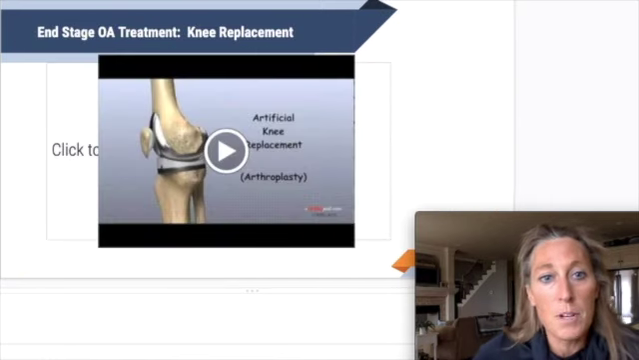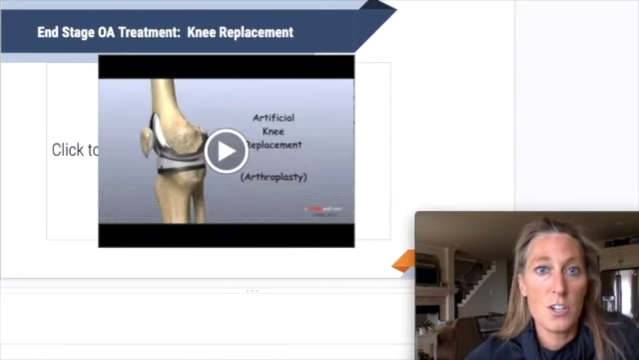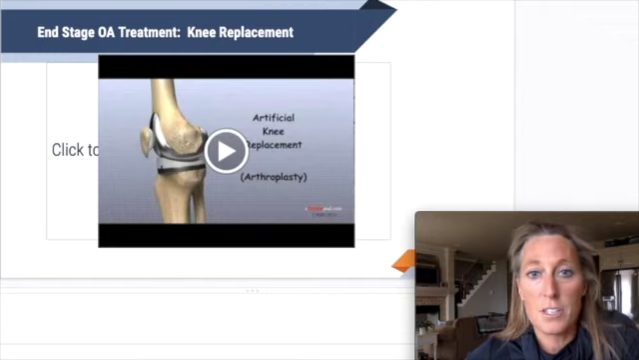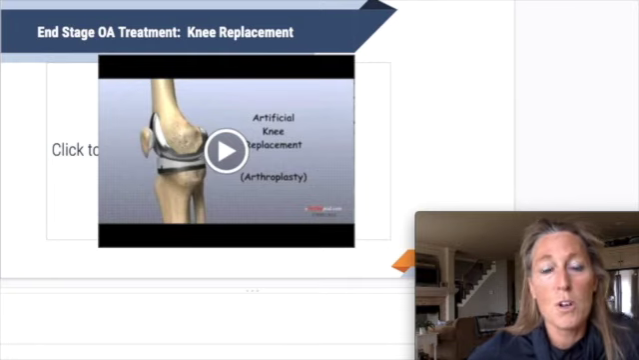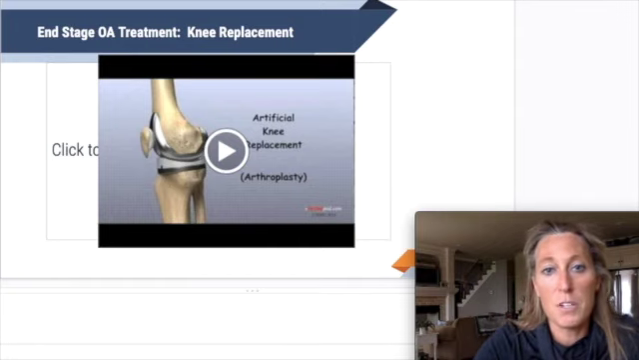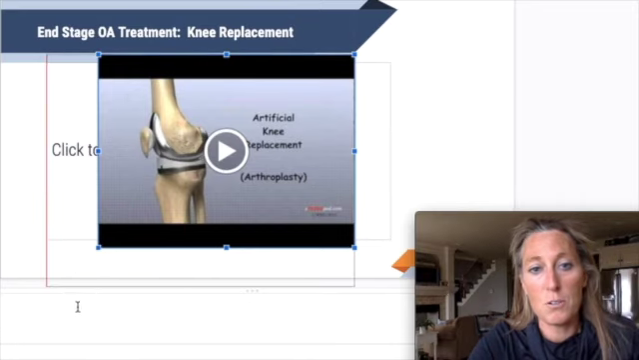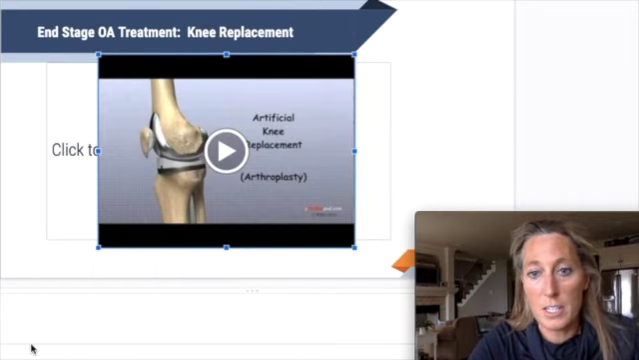And today we are going to end with end-stage osteoarthritis and its treatment. There's a point where the knee joint is too far gone to do these biological replacements with cadaver parts, and it must be replaced with metal and plastic. So today we're going to watch a video of a complete or total knee replacement, also called an arthroplasty.